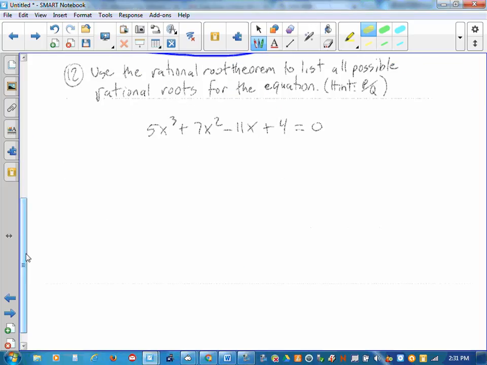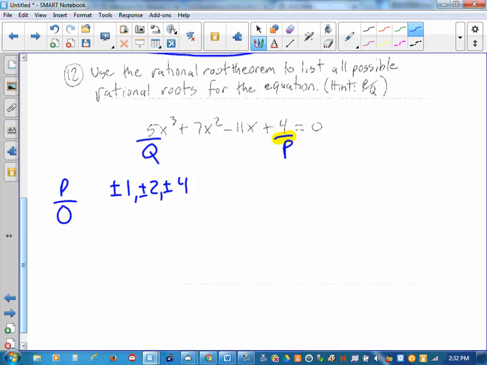Okay, P over Q. The last number, oh, I'm still in the highlighter mode. The last number is the P, the first number is the Q. So we got plus or minus 1, plus or minus 2, plus or minus 4. Those are the factors of P over the factors of Q: plus and minus 1 and plus and minus 5.